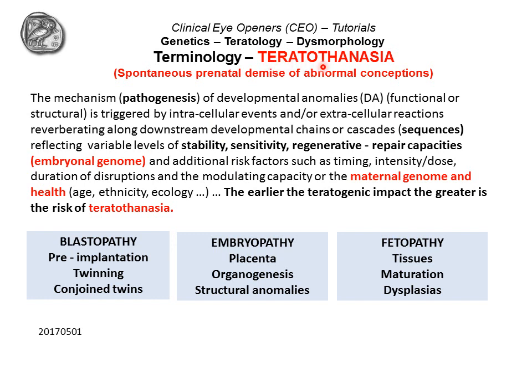So we mentioned the word teratothanasia, that is teratology linked with death. It is virtually a normal event, statistically speaking, because most of the teratologic events are lethal. They die before they are born. It is a spontaneous prenatal demise of the abnormal conceptions. This mechanism is triggered by intracellular events as well as extracellular reactions to these events, all along the downstream as the child develops from a morula, blastula, pre-implantation. This is when twinning and conjoined twins arise.